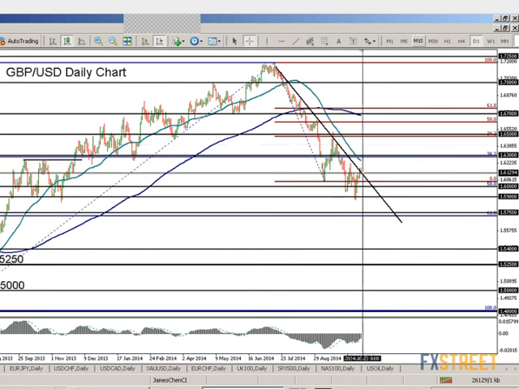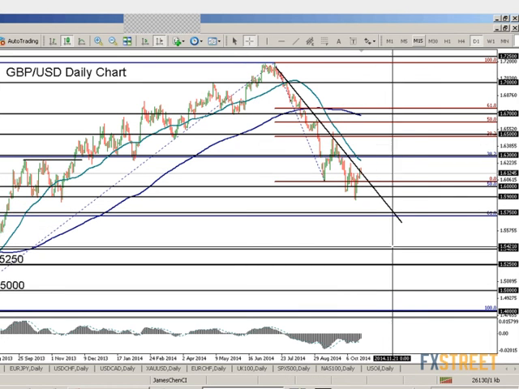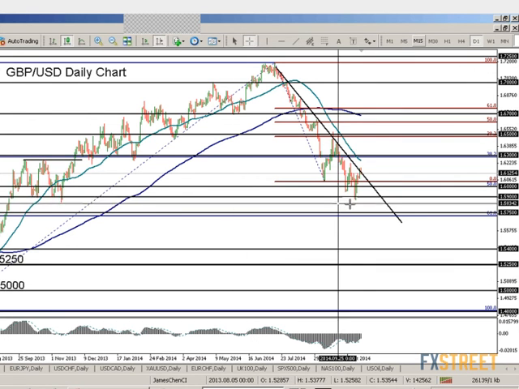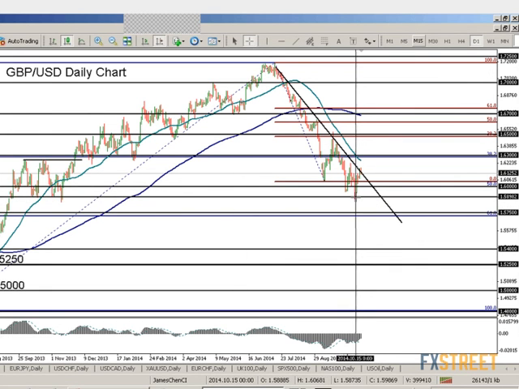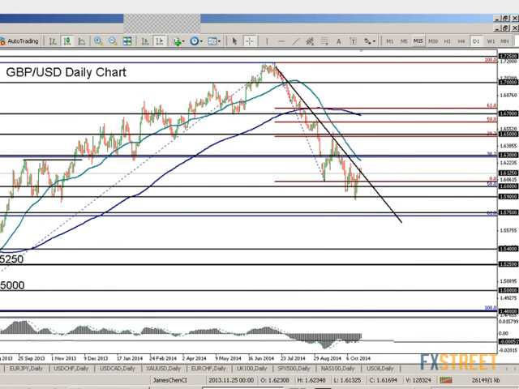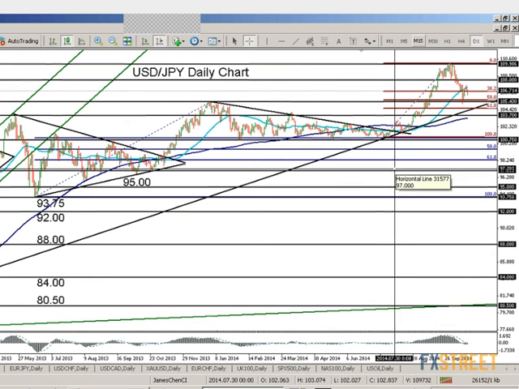I also don't think this rebound has much in terms of legs. I'm looking down. 159 was my key support level. It was hit, and then 157.50 is my next target on this downtrend in euro dollar.